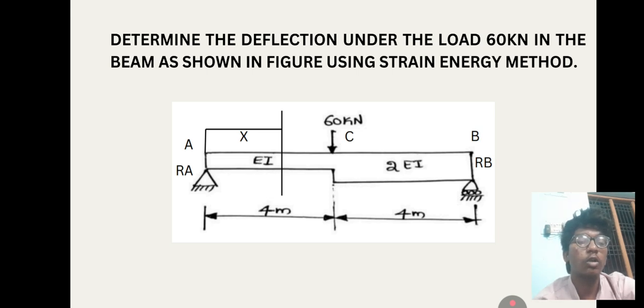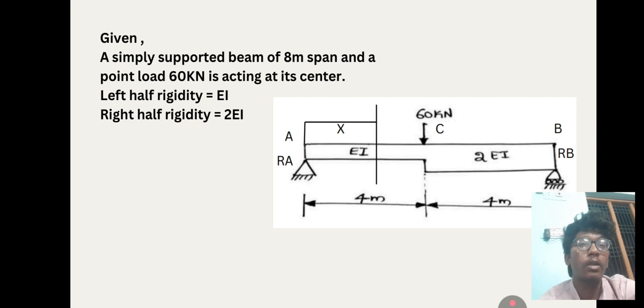We can see that the total span of the beam is 8 meters and the load is at a distance of 4 meters from both ends A and B, exactly acting at its center. The flexural rigidity is EI for the AC member. For the BC member, the flexural rigidity is 2EI. Given a simply supported beam of 8 meters span and a point load of 60 kilonewtons acting at its center, the left half rigidity is EI and the right half rigidity is 2EI.